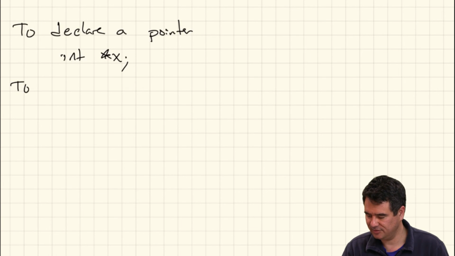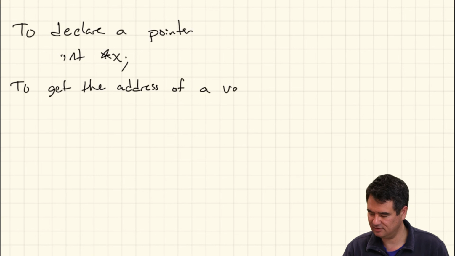To get the address of a variable, you say ampersand and that variable name. Let's use i in this case.